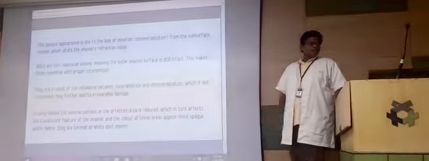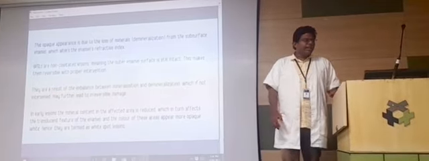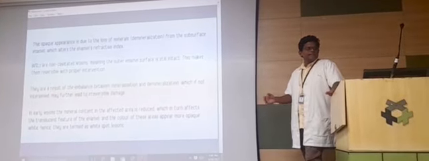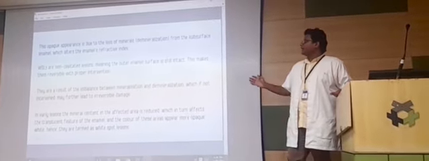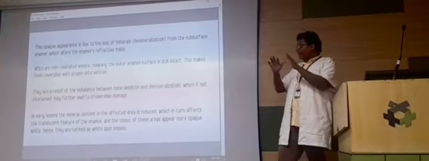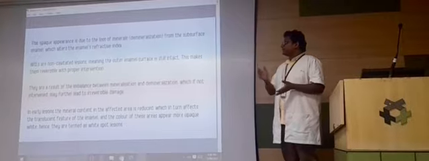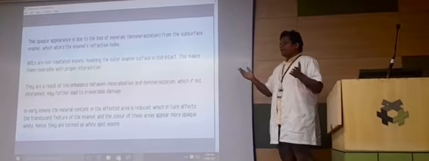This opaque appearance is due to the loss of minerals, that is demineralization, from the subsurface enamel, which alters the enamel's refractive index. White spot lesions are non-cavitated lesions, meaning the outer enamel surface is still intact. This makes them reversible with proper intervention.